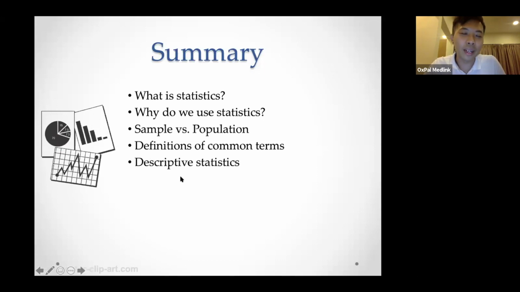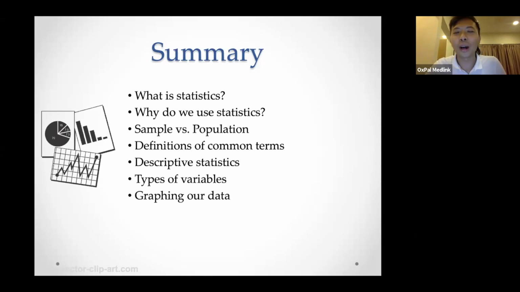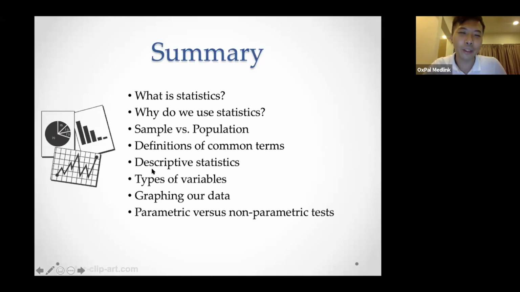We also looked at some descriptive stats: mean, mode, okay, and standard deviation, standard error, variance. The types of variables, we have ordinal, continuous, nominal, and finally the discrete. Okay, so those are the 4 subcategories under categorical versus quantitative. And we look at how best to show our data with frequency histogram, with the pie chart, okay, and the box plot.